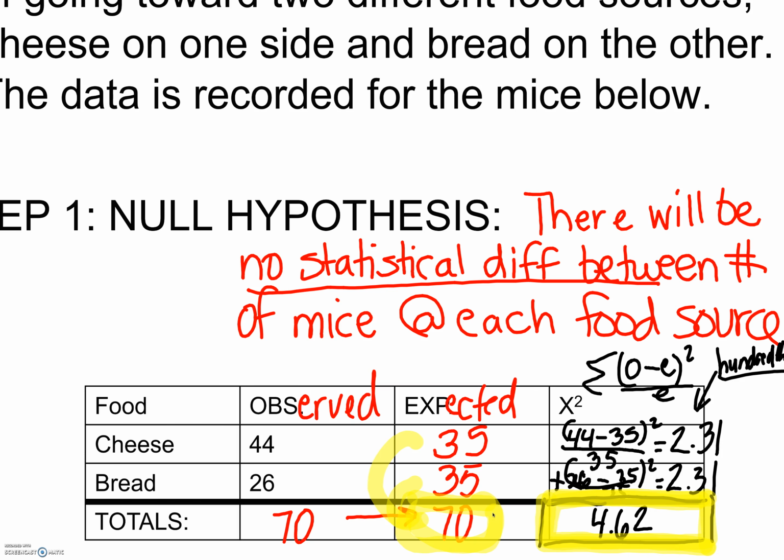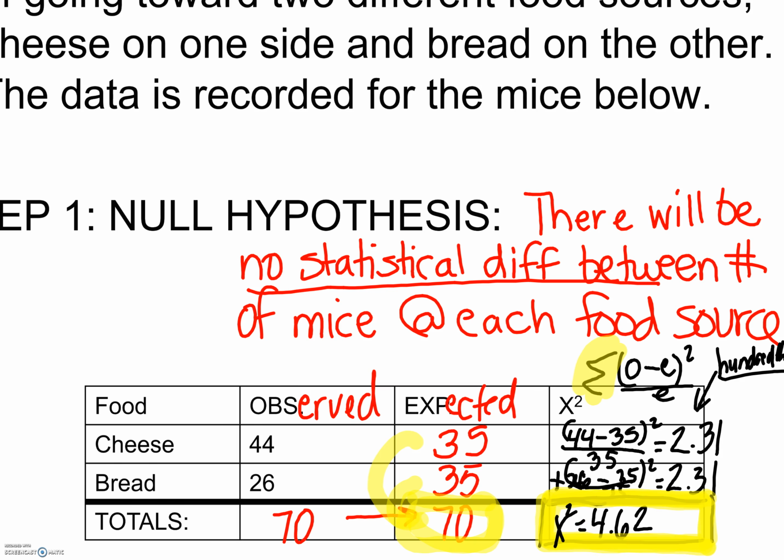Plug those into our formula, observed minus expected squared over expected. Add everything up, that's what the sum means here. You total it all up, and this is your final answer. And this is what we call chi-squared. So chi-squared is 4.62.